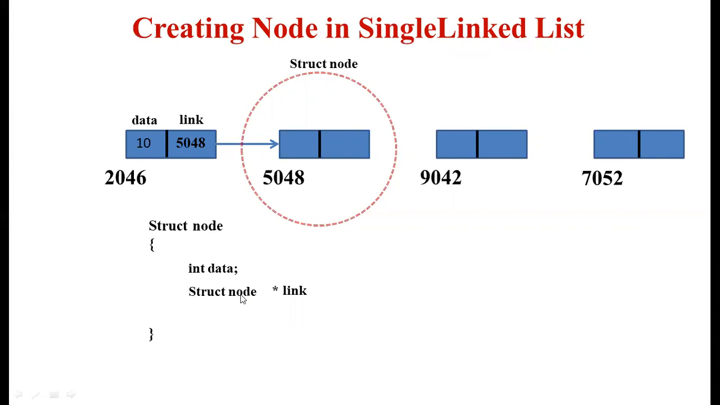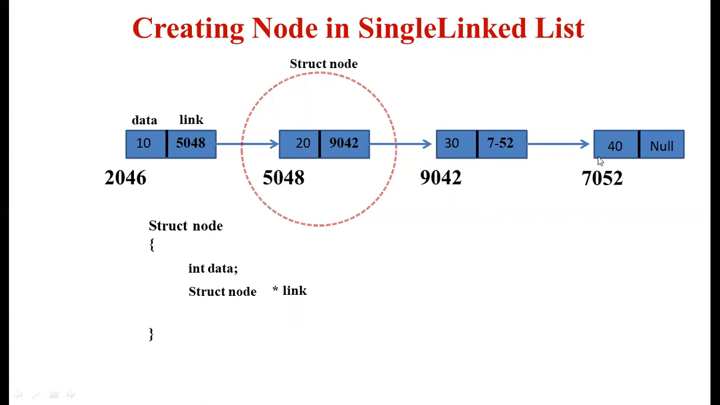So for the remaining nodes, for example, 20 will be stored here and 9042, so here it will be pointing here. 30 will be stored here and 7052, and now the next one is 40. So in the last node, what do we have to write? Because it is the last node, here 40 will be placed and null. So here we write null.